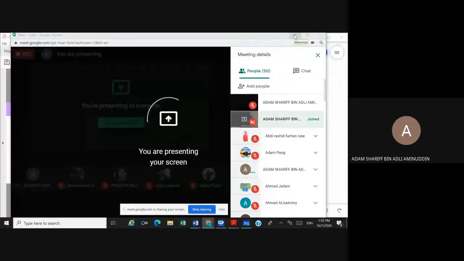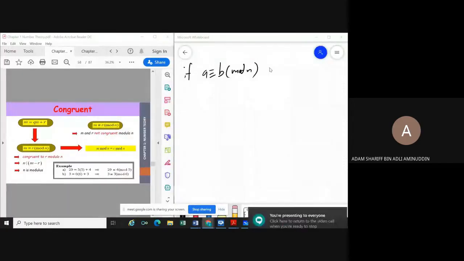If A is congruent to B mod N. So, share screen. Yes. Oh, sorry. Share screen. Present now. Entire screen. Okay, coming kejap.